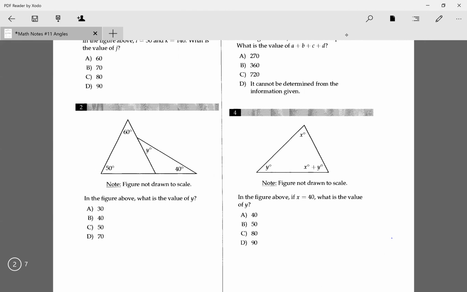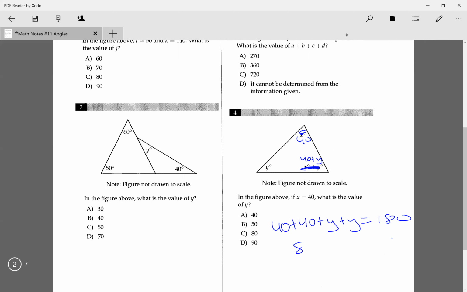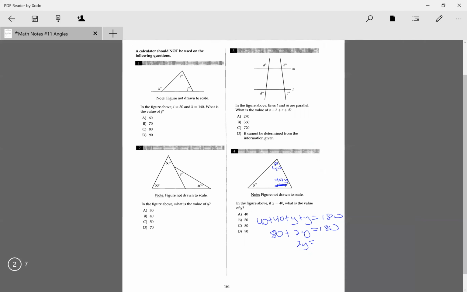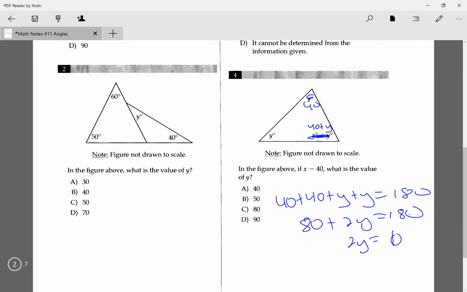So we have this triangle in the figure above. If x equals 40, what is the value of y? So this is 40 and this is 40 plus y, right? So what that means is 40 plus 40 plus y equals 180. 80 plus 2y equals 180. And you subtract, so 2y equals 100, and y is equal to 50. That's why B is the right answer here.